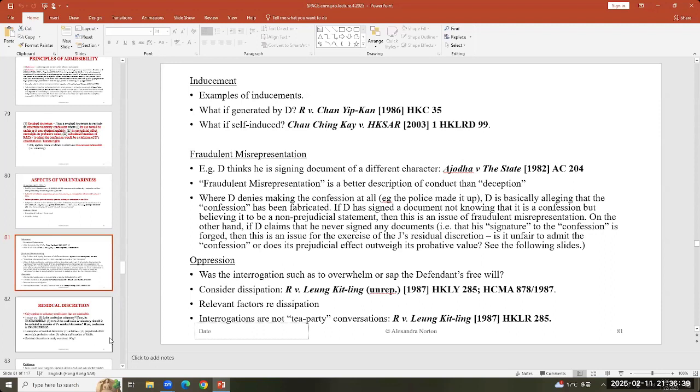Whether it will render his confession inadmissible depends on whether it's adopted by the police, whether they give an indication that they're accepting it or not. If they just stay silent, then they haven't adopted it. Fraudulent misrepresentation is basically where the defendant thinks that he's signing, let's say, just a witness statement. He doesn't realize that he's signing a confession. In that case, that renders his confession inadmissible.